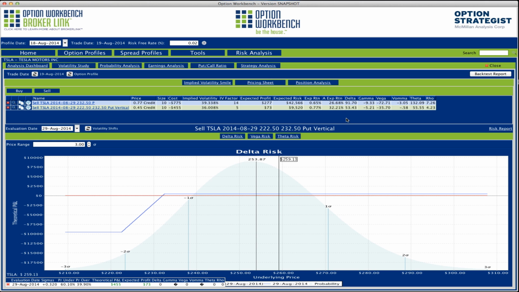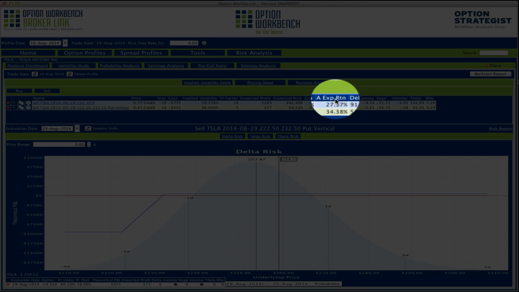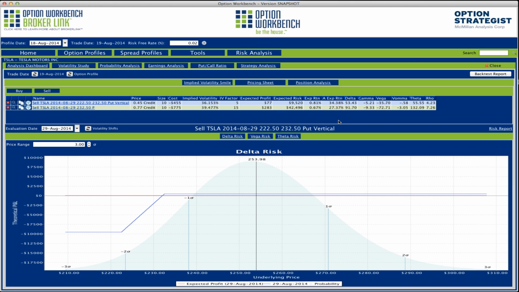Now one thing I like to do also is to sort the columns in the table, sort the table by the annualized expected return. If I click once, it sorts ascending. If I click again, it sorts descending. So there are a couple of other positions that I want to look at before I make my final decision on the trade that I want to put on. But I can see now that my put vertical is on the top here.